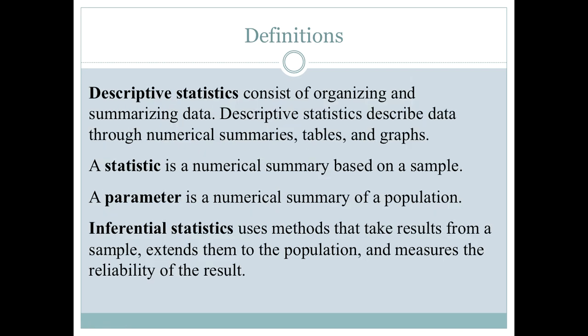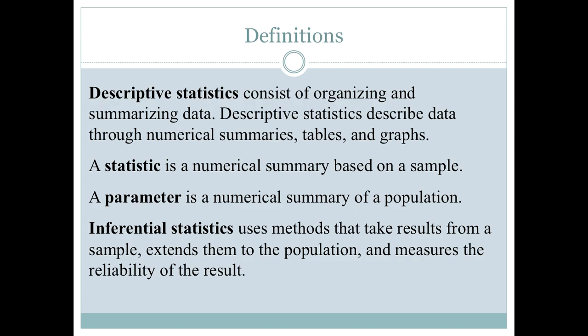Some more definitions here. Descriptive statistics consist of organizing and summarizing data. Descriptive statistics describe data through numerical summaries, tables, graphs. Now, a statistic is a numerical summary that's based on a sample, and a parameter is a numerical summary based on a population. So, if we have access to the entire population and we're able to get some kind of value from everyone, that's going to be a parameter. But if we take a sample, which is what we're typically doing, then we actually have a statistic.